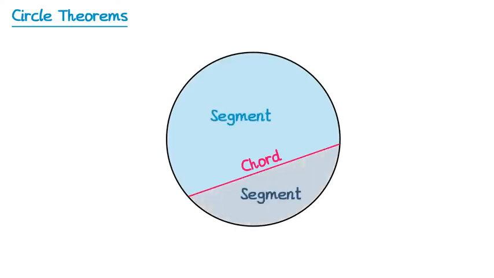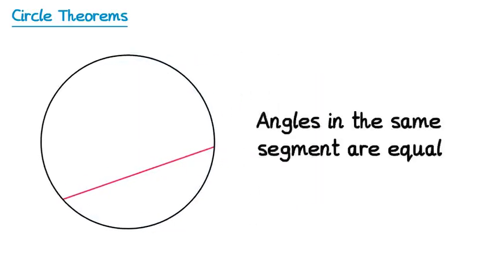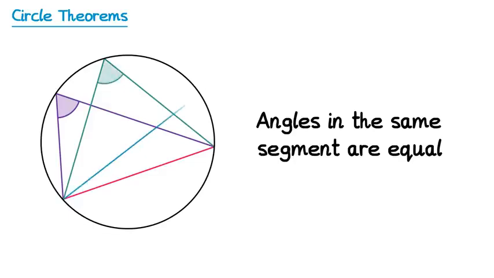Now let's have a look at our first circle theorem. The first theorem states the angles in the same segment are equal. This means if we use this chord that we've drawn to create an angle, but keep that angle within the same segment, all of those angles will be the same size. So let's draw an angle in the upper segment using this chord, like this. If we draw a second angle like this one, or even a third like this one, then all of these angles must be the same size because they come from this chord and they're in the same segment.